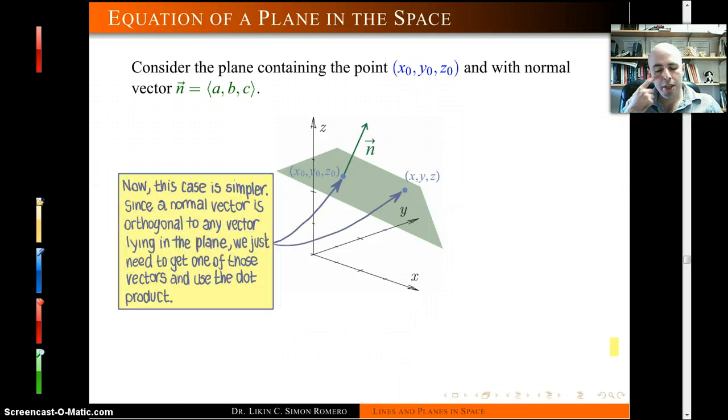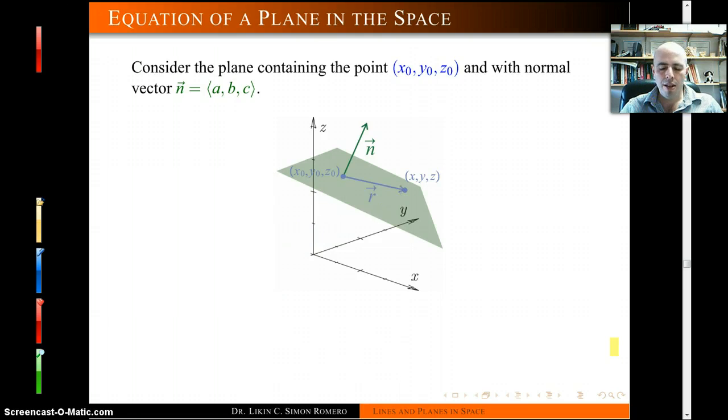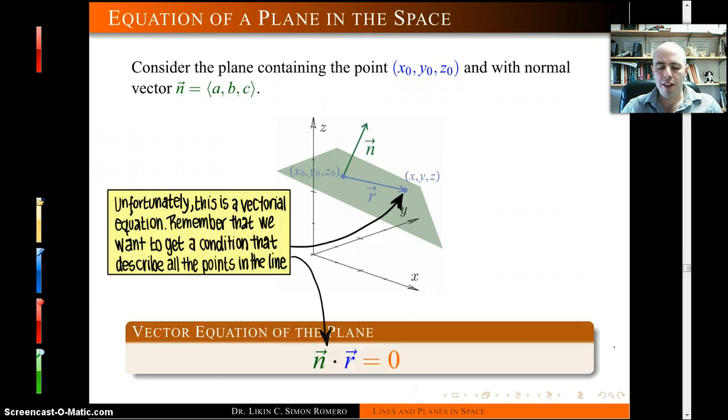So let's start. Now this case is simpler. Since a normal vector is orthogonal to every vector lying in the plane, we just need to get one of those vectors lying in the plane. Since x0, y0, and z0 is in the plane, as well as the point x, y, z, the only thing that we need is to join those 2 points, and we have a vector lying in the plane. Therefore, the dot product of r and n has to be equal to 0.